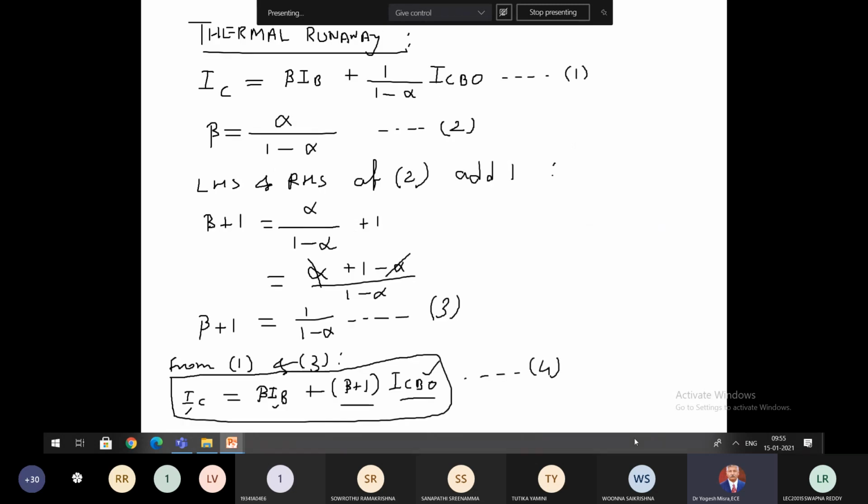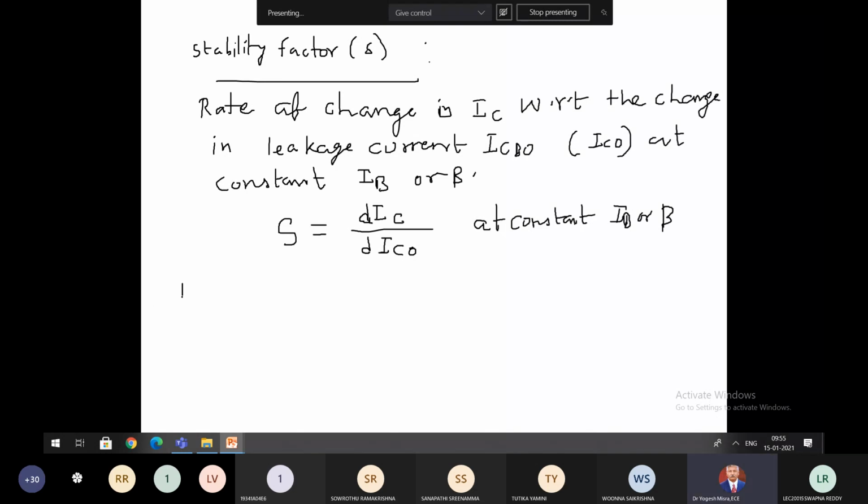So you see this expression number 4: IC is equal to beta IB plus beta plus 1 ICBO. Beta and IB are constant. So how much is the change in IC with respect to the change in leakage current ICBO? That ratio is called the stability factor. So now we find the expression for S.